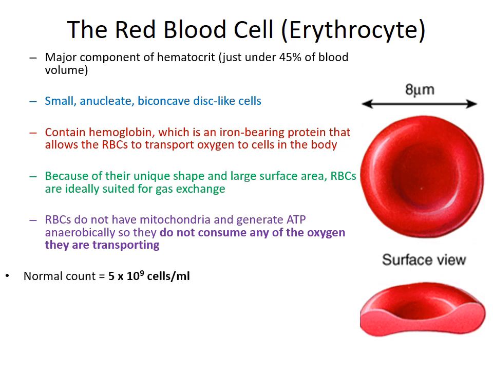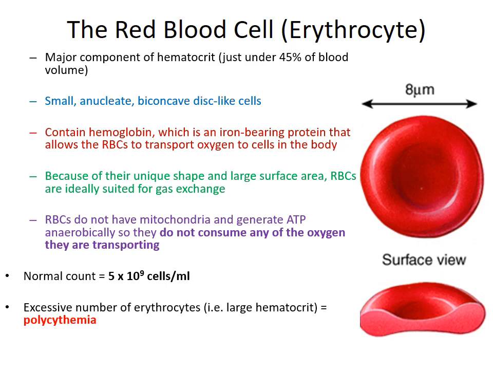And the normal count, you can see that this is the normal count, it is in millions. An excessive number of red blood cells, more than the normal range, is called polycythemia. If the red blood cells are increasing in production, and you see a high number of red blood cells in the blood, that condition is called polycythemia. And if the number of cells is decreased, that condition is called anemia.